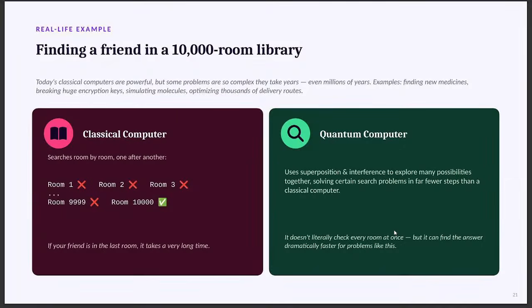Now, moving on to the next slide. So far we have learned what quantum computing is, and now let's understand why it is faster using this simple example on the screen. Imagine there is a huge library with 1,000 rooms. Your friend is hiding in one of those 1,000 rooms.